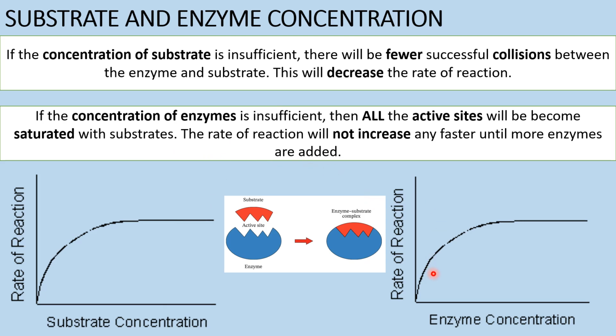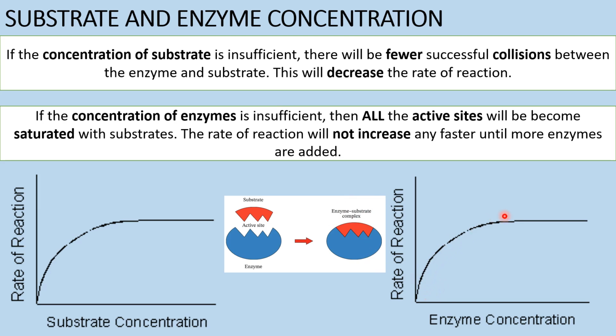Let's go into our enzyme concentration. I have here rate of reaction and enzyme concentration. You can see here as you increase the concentration of enzyme, the rate of reaction is increasing. And the reason is that as you increase the enzyme, there is more successful collision between the enzyme active site and the substrate, which means you are forming more enzyme substrate complexes, which means you are increasing the rate of reaction.